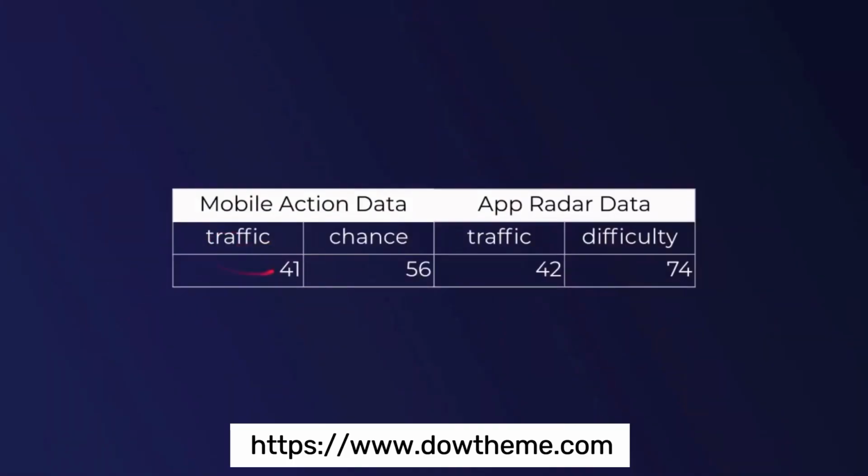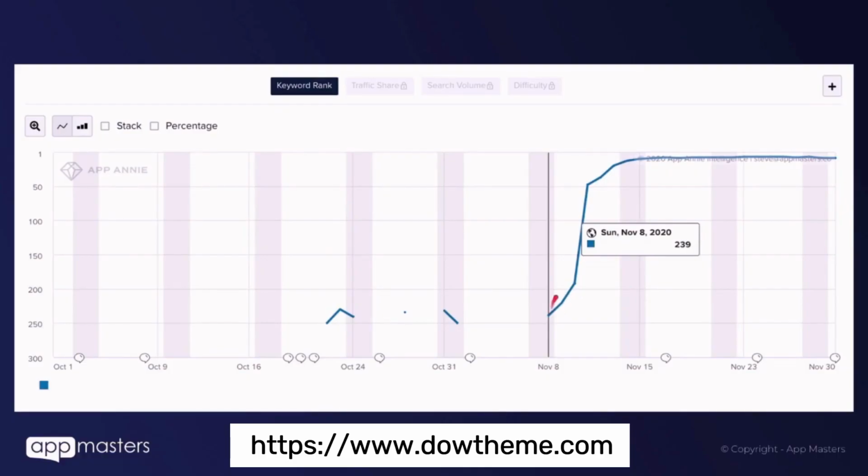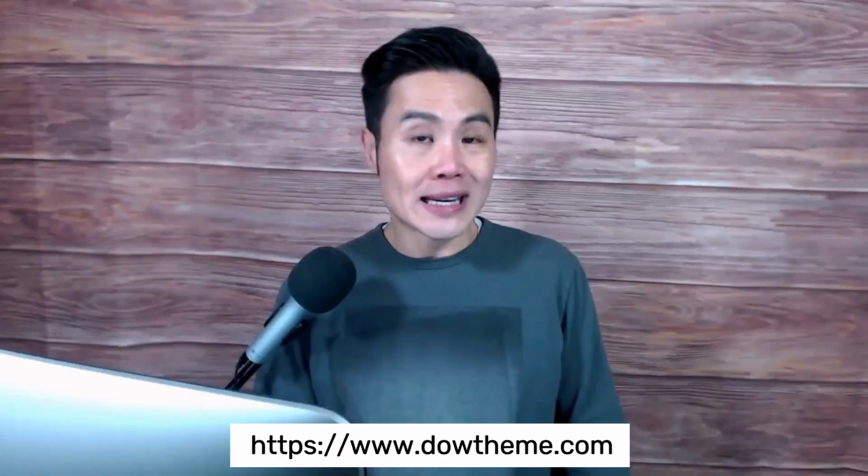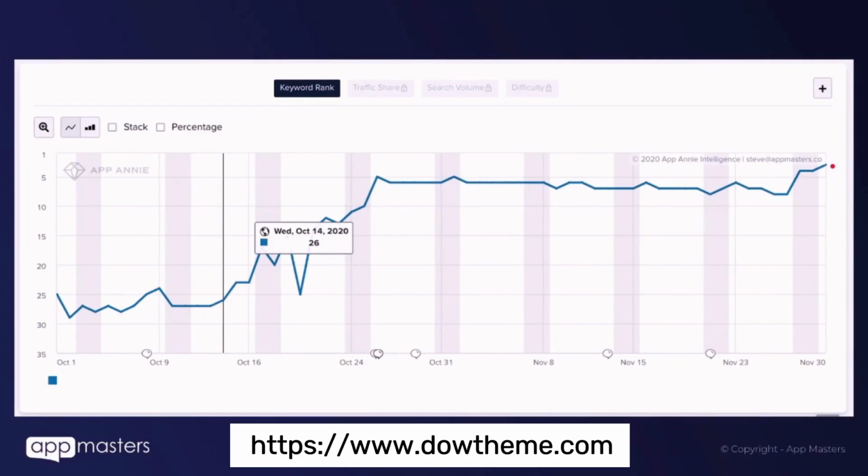All right, here is the keyword. Look, traffic-wise, 41. As you guys know, the higher the better here. And so pretty competitive, right? 42 on App Radar, traffic-wise. Difficulty, 74. So a really competitive keyword that we were able to move from 239, and we were able to control it now into the top 5. Here's another client of ours that was at 26, and this is more recent, and we're now able to be in the top 5, right? After driving all these keywords, right?